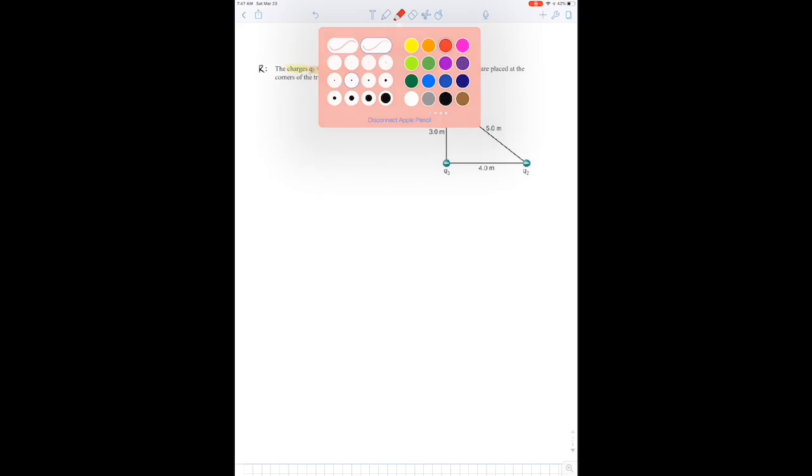So the first step is that read step. In this problem, I read some keywords. I read that we're dealing with charges, but specifically a positive Q1 and two negative charges, Q2 and Q3, and they're all placed in the corners of this triangle configuration. And we want to know what is the force on Q1.